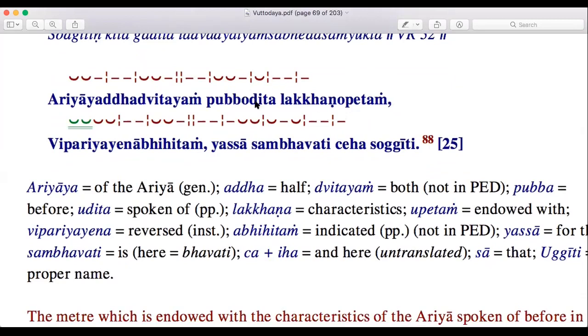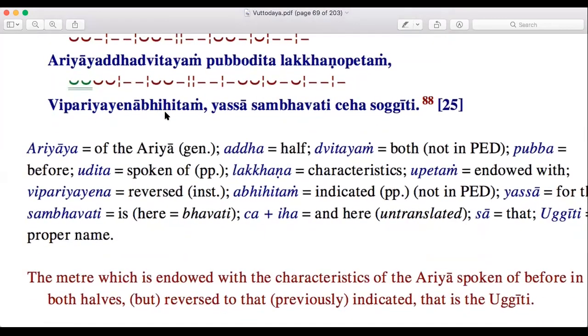So the characteristics mentioned before are there in both halves, but vipariyayena abhihitang, indicated as translated here. Abhihitang, or we can take the meaning as kept, because abhi is the upasagga, and hitang, we can consider this as the root dha, to keep somewhere, to put. So abhihita means kept, or we can take the rough meaning as indicated or told or mentioned. Vipariyayena, by reversing, vipariyaya and vipariyaya, same meaning.